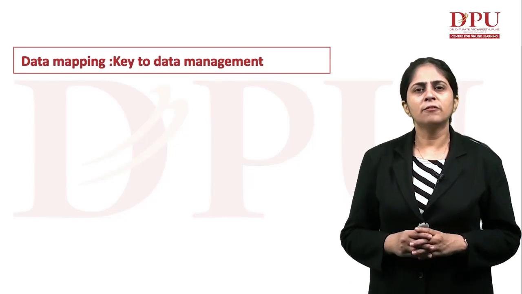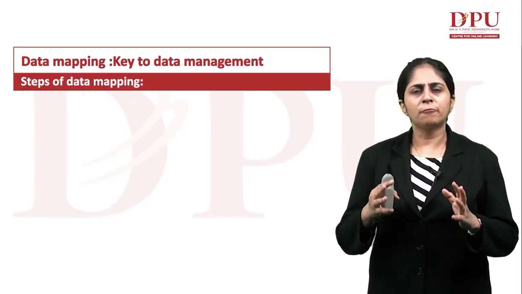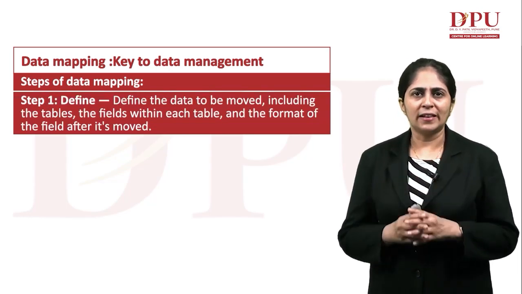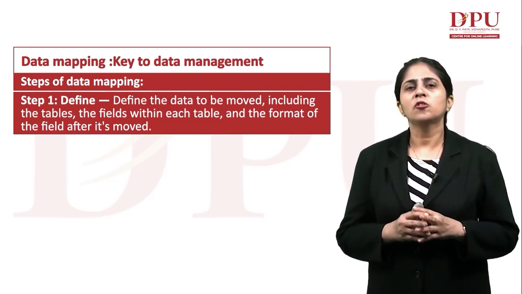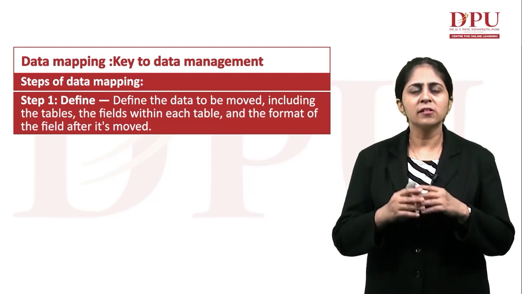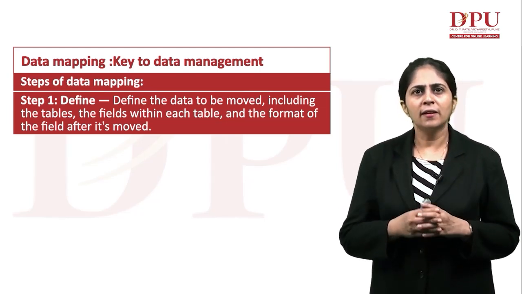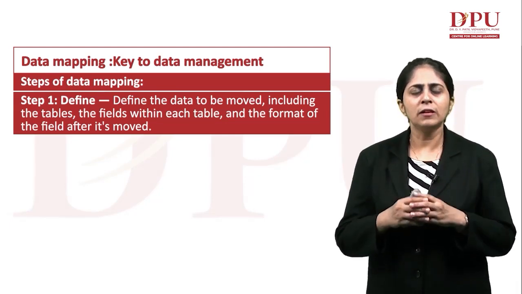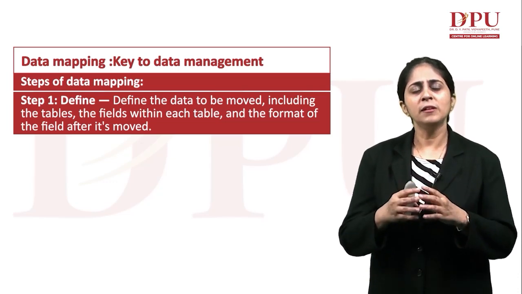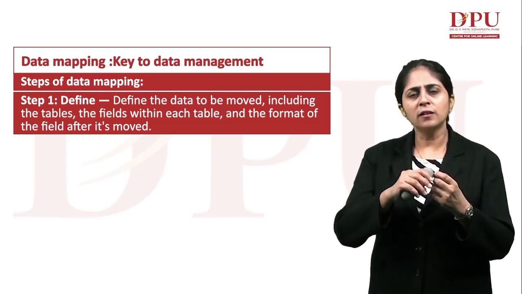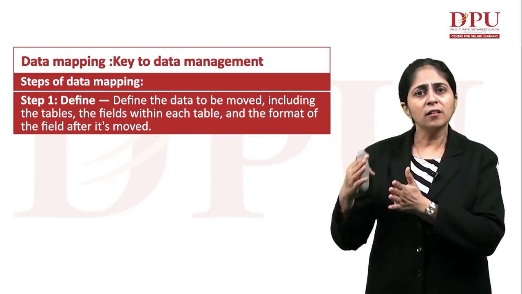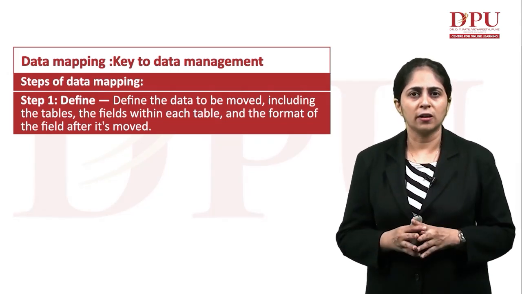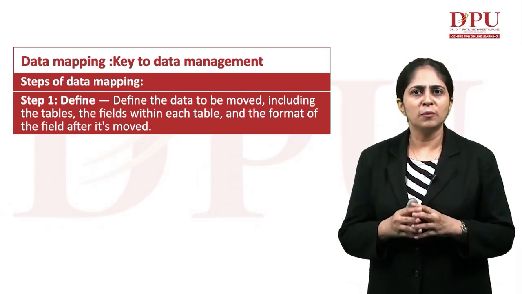Now let us understand the various steps that need to be followed for performing data mapping. Step 1, that is define. Define the data to be moved, including the tables, the fields within each table, and the format of the field after it is moved. The very first thing we require to map the data, to take the data from one place to another place and match those fields, is to define the data first, which is to be moved.